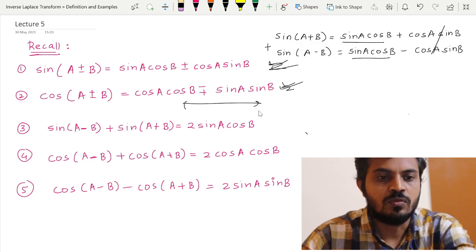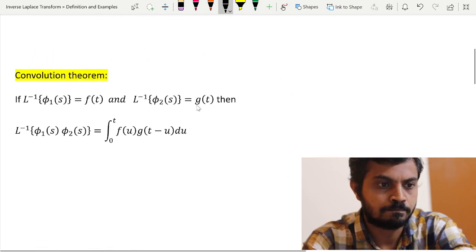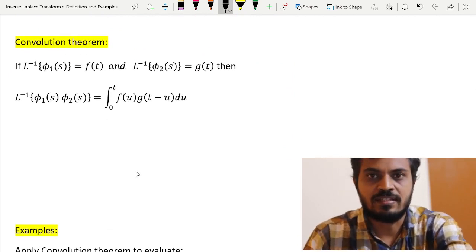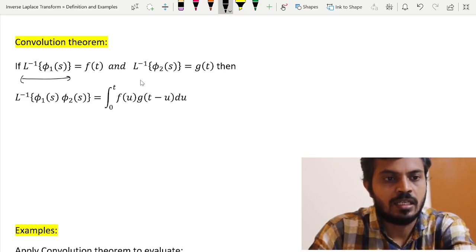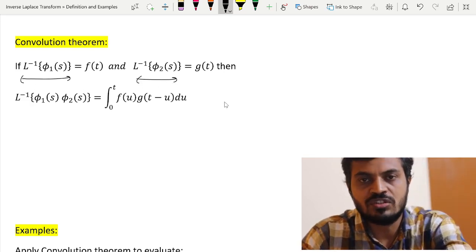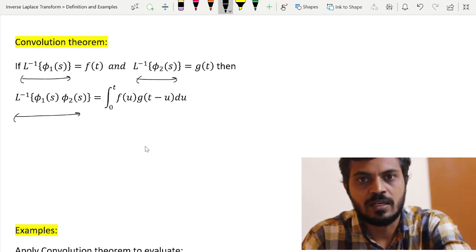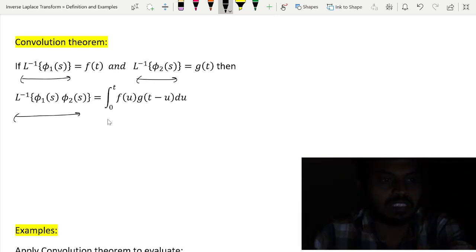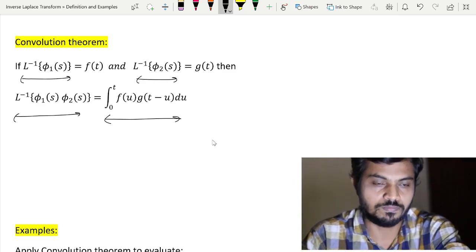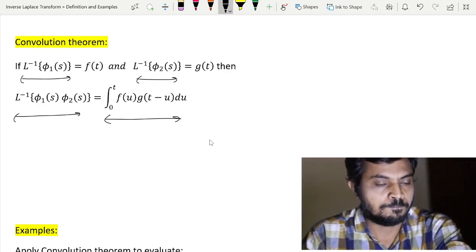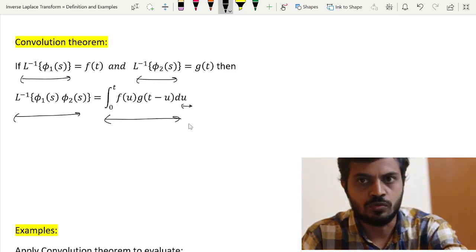Now let us move towards the actual statement of the convolution theorem. The convolution theorem states that if L inverse of phi 1 of s is f of t and L inverse of phi 2 of s is g of t, then L inverse of phi 1 of s multiplied by phi 2 of s is nothing but integral 0 to t f of u g of t minus u du. So note that the integration is with respect to u.